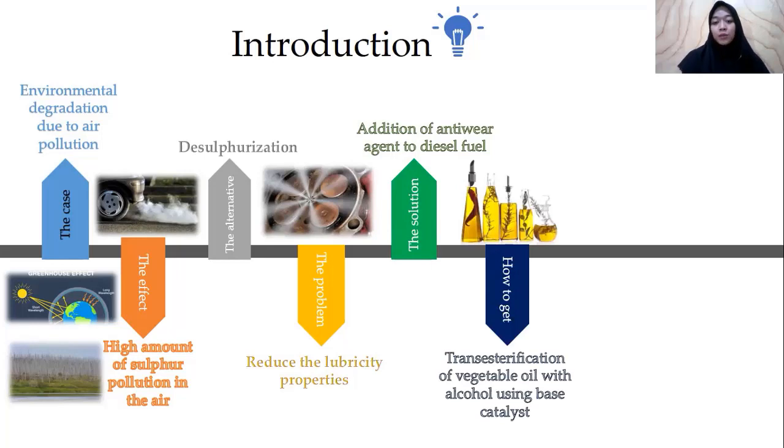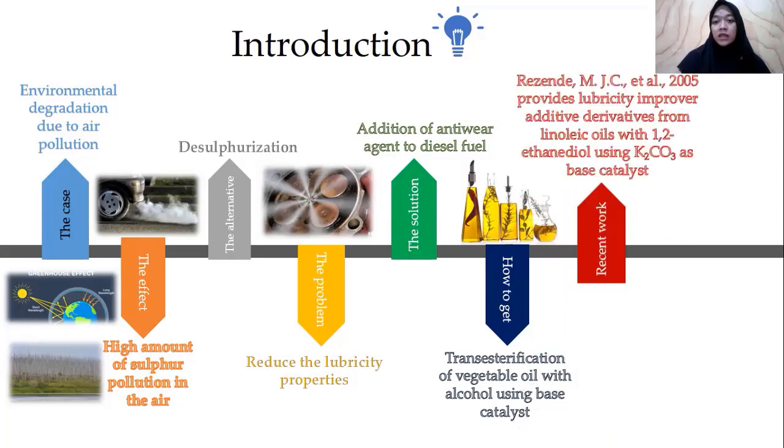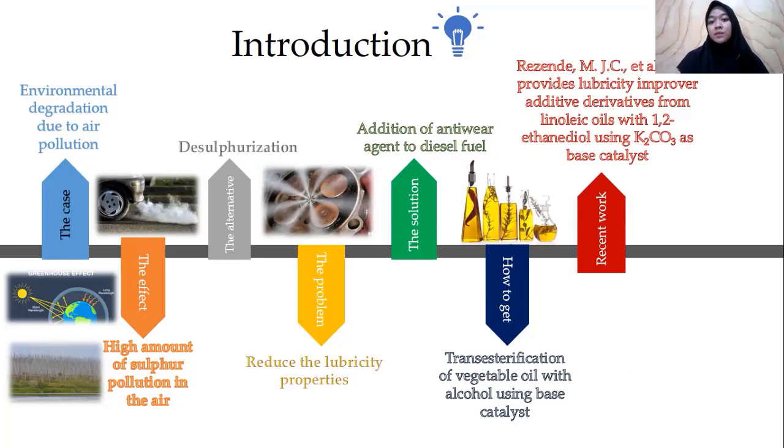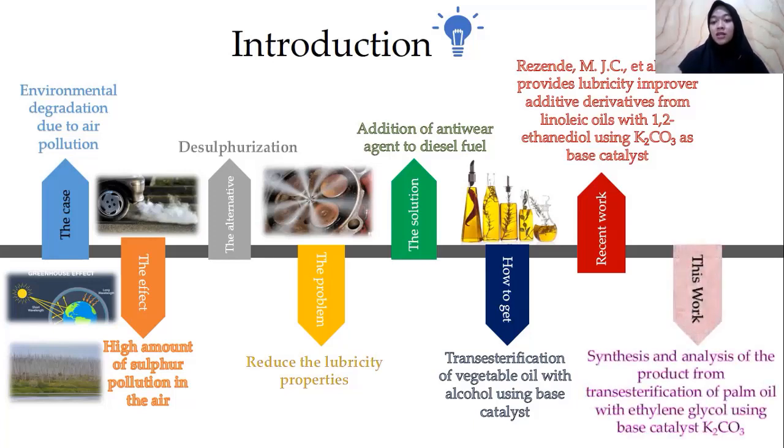Vegetable oil can produce fatty acid methyl ester from trans-esterification with alcohol using a base catalyst. A recent study provided a lubricity improver additive derived from linoleic oils with 1,2-ethanediol using potassium carbonate as a base catalyst. And this research studies the synthesis and analysis of the product from trans-esterification of palm oil with ethylene glycol using the base catalyst potassium carbonate.